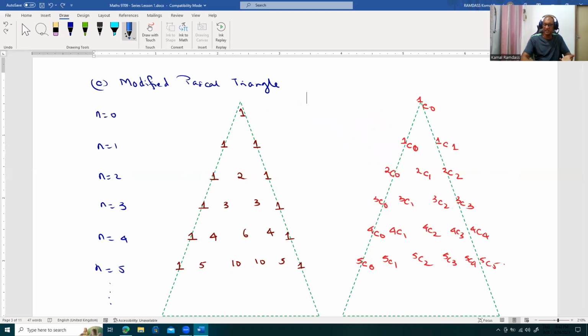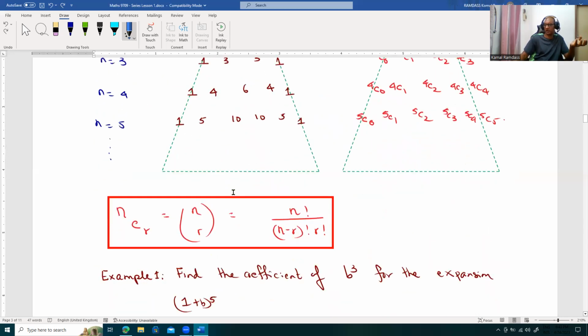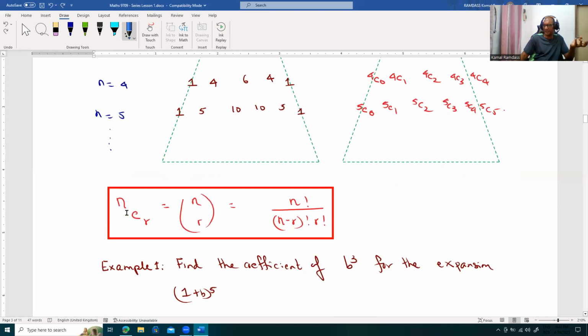Bon, what is C? C is a notation et NCR is equal to, nous capables d'y aller comme ça aussi, NR, et nous capables d'exprimer en termes de N factorial over N minus R factorial times R factorial. C'est-à-dire, c'est the selection of R terms from N terms. OK? Et c'est un peu, qui jouent l'auto et bien sûr, là, aux 18 ans.